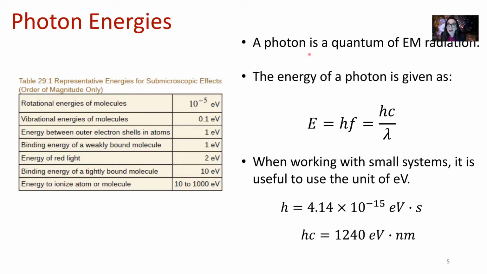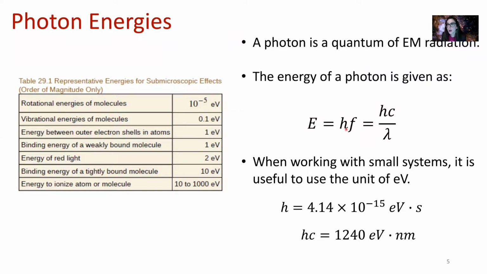Photons are our individual packets of light. They come in discrete packages. The energy of a photon is given by this equation here. The energy is equal to the Planck constant times the frequency of the photon.